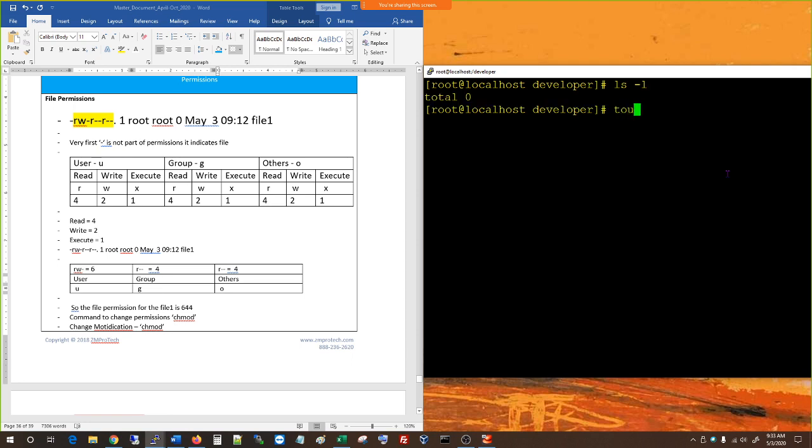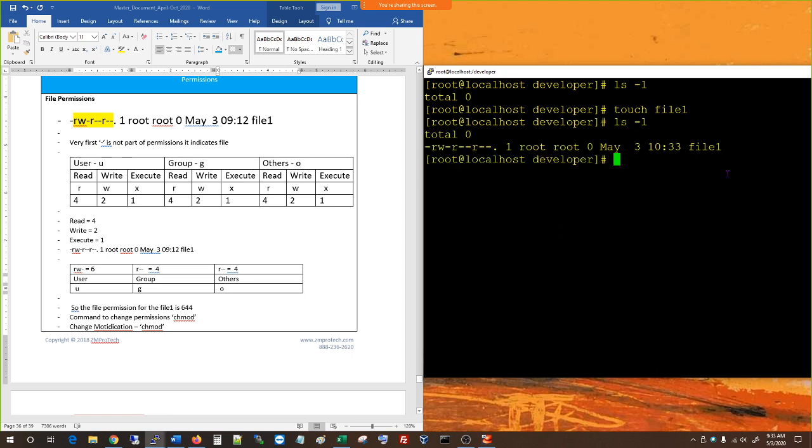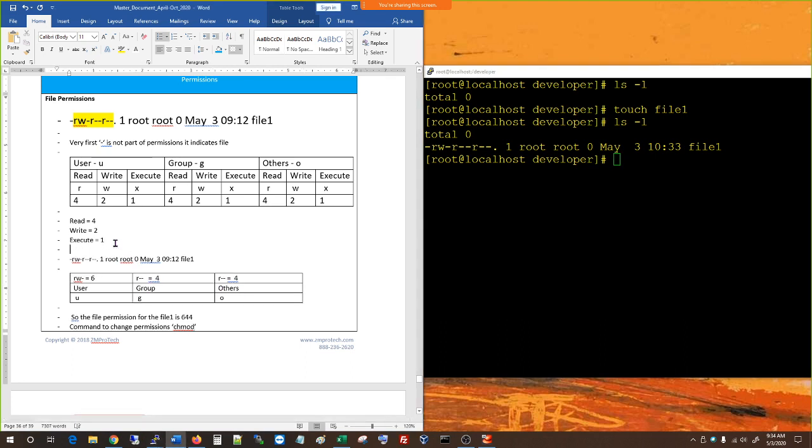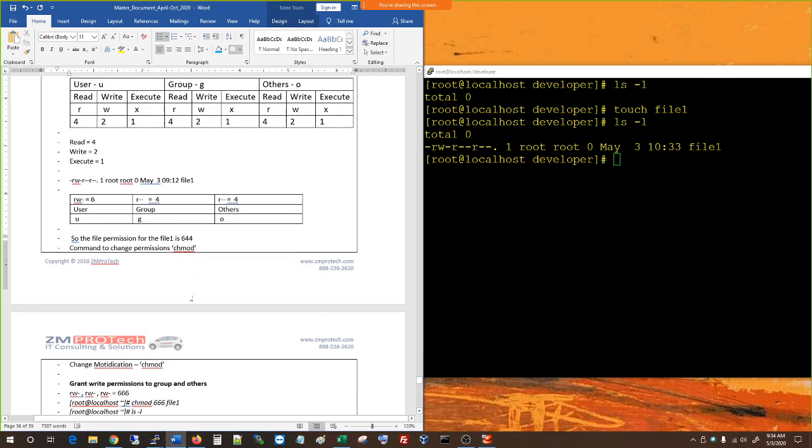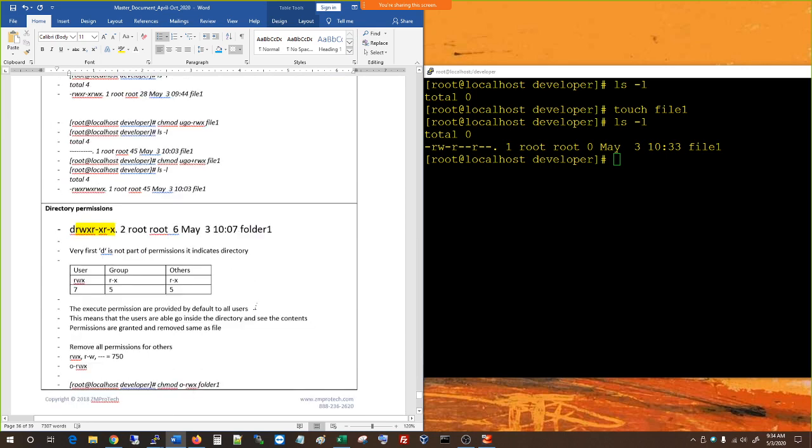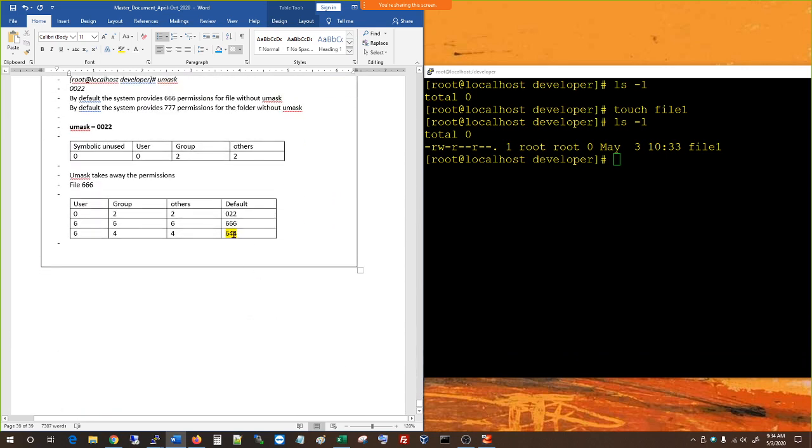So I'm going to do touch file1, ls -l. We didn't change anything here. The file permission we calculated is 644 for this file. Do you agree? The umask position gives 644. This is what we calculated earlier.